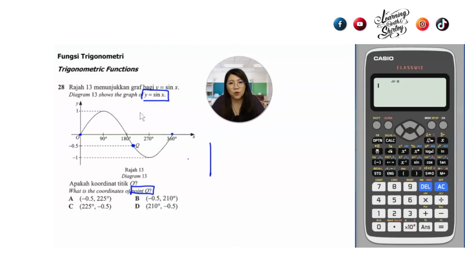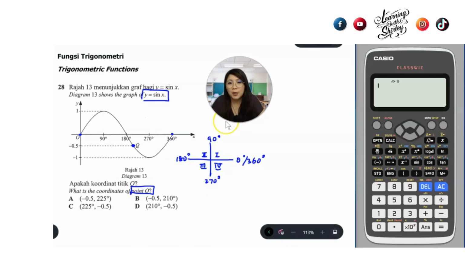Let's recap what we learned about trigonometric functions. We learned about the 4 quadrants, right? This is the first quadrant, second quadrant, third quadrant, and fourth quadrant. The first quadrant is from 0 to 90, the second quadrant is from 90 to 180, the third quadrant is from 180 to 270, and the fourth quadrant is from 270 to 360 degrees, right? So remember, All Science Teachers Crazy.